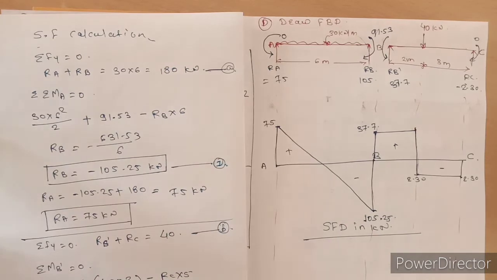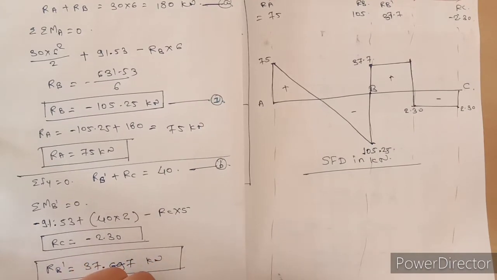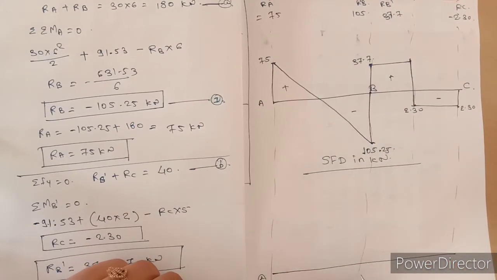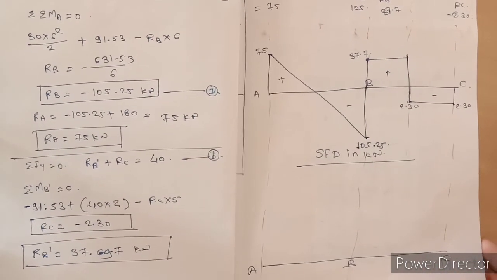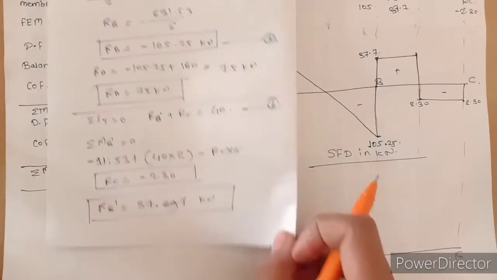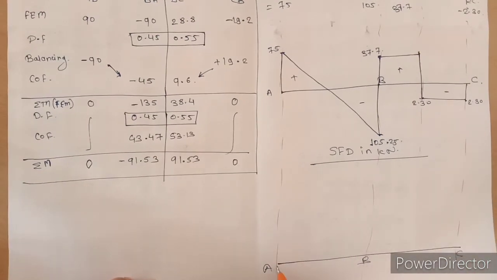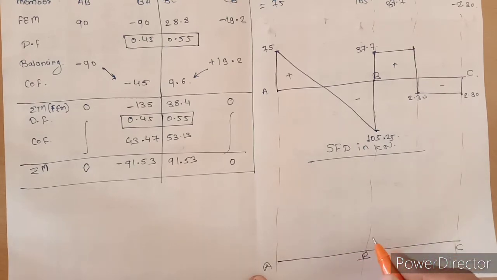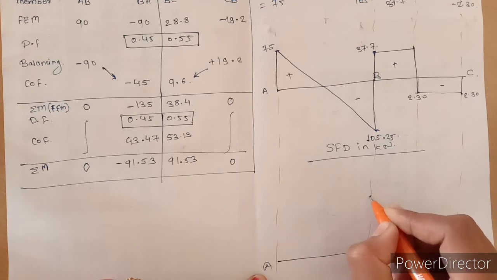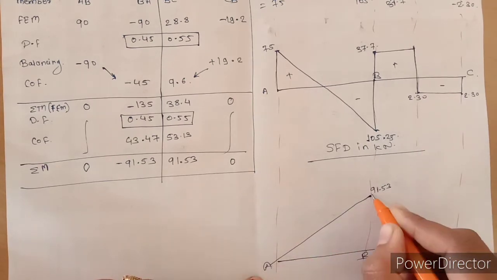And then last, draw the bending moment diagram. So first draw the neutral axis A, B, C, and then first put the end moments. So the end moment for AB member is 0. Then for BA and BC member it is 91.53. So approximately here 91.53. And for point C the end moment is 0. The diagram is like that.